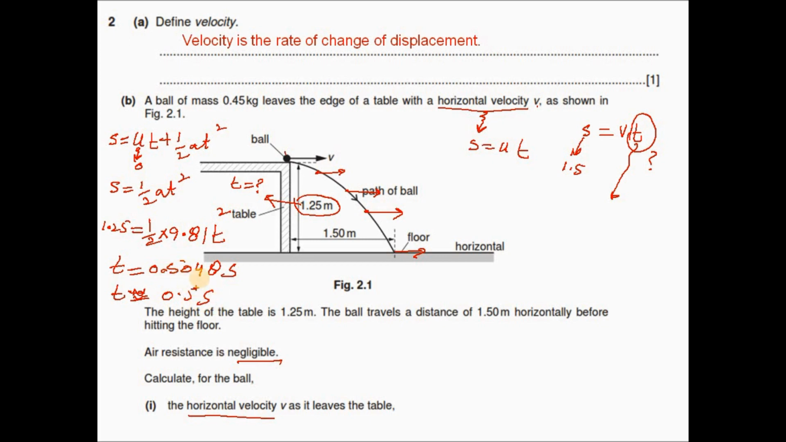Okay, second. So this is the time taken by the ball to reach the ground, and this time t, 0.5048, can be used in our equation for horizontal motion to figure out v. So now v is equal to horizontal distance upon time taken, and the horizontal distance now we have 1.5 divided by the time taken, 0.5048. So your velocity would be v = 2.97 m s⁻¹. This is your horizontal velocity.